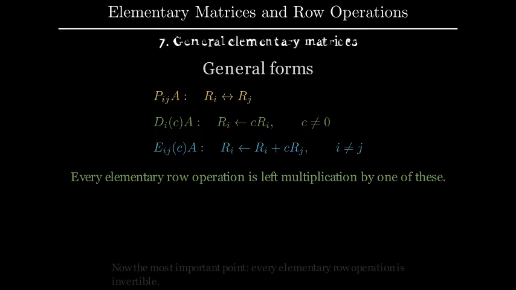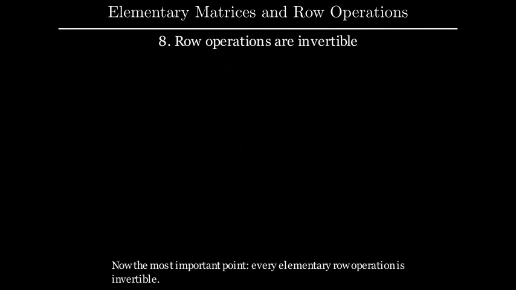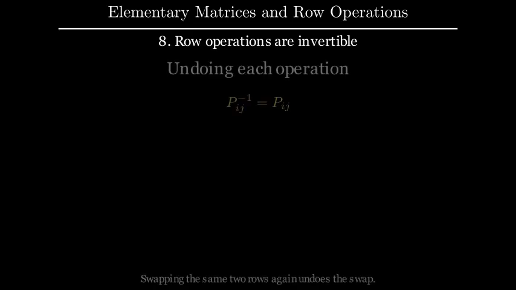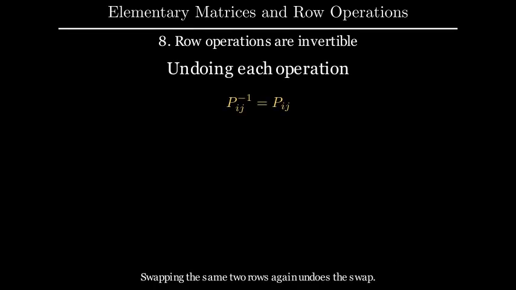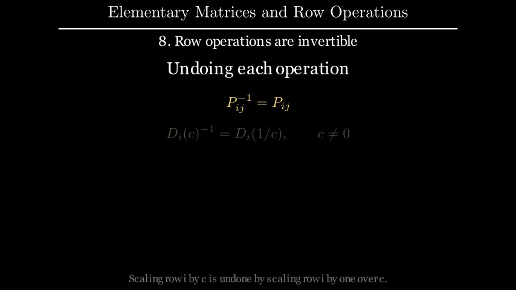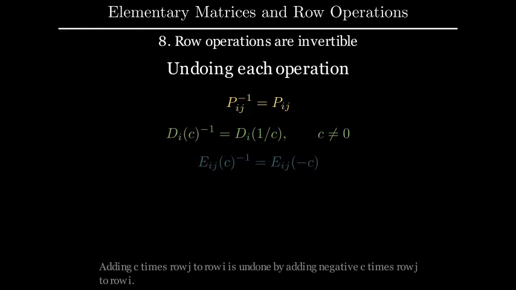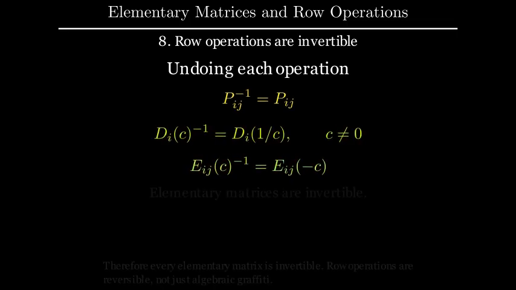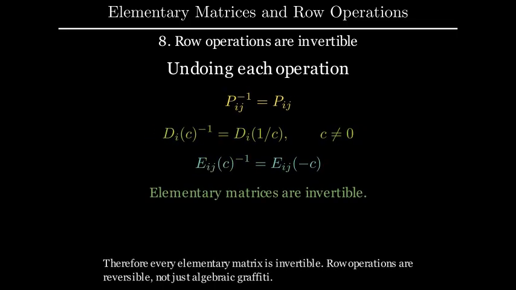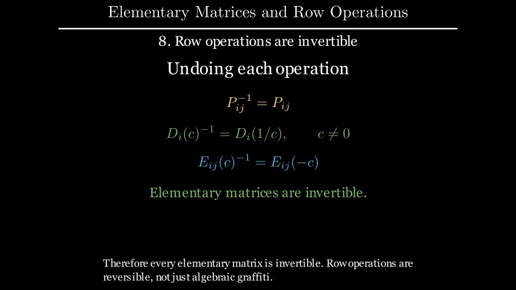Now the most important point, every elementary row operation is invertible. Swapping the same 2 rows again undoes the swap. Scaling row i by c is undone by scaling row i by 1/c. Adding c times row j to row i is undone by adding negative c times row j to row i. Therefore every elementary matrix is invertible. Row operations are reversible, not just algebraic graffiti.